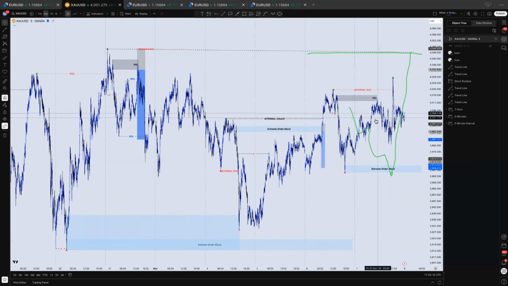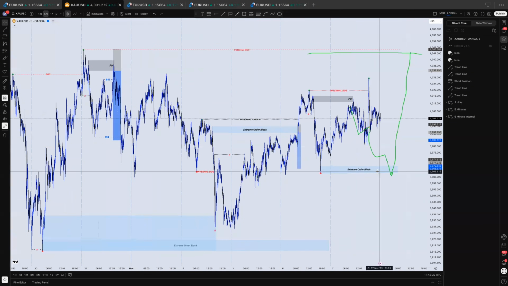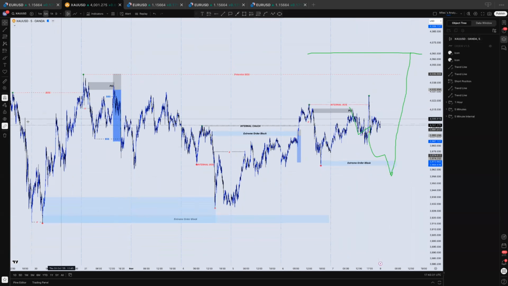So on the internal structure, I'm looking for bullish moves because the main structure is also bullish because of this breakout structure. This is a potential breakout structure, as I've written here. So if price goes for this extreme order block, I'll be looking for longs to this potential breakout structure on the main structure. So this is what I have on gold.